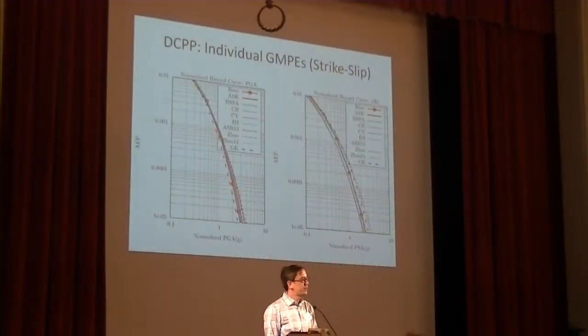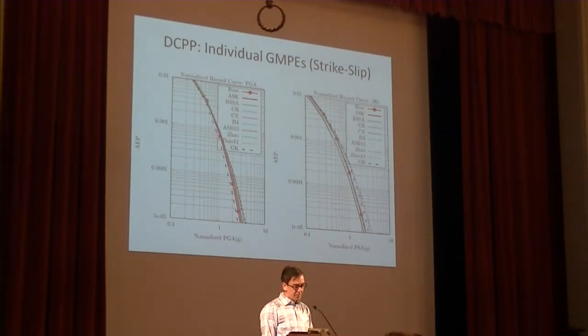This is for the individual GMPEs for strike slip. Again, what I'm showing are two spectral frequencies. So on the left-hand side, I've got PGA. On the right-hand side, I've got 1 hertz. And I'm plotting, again, normalized hazard curves. So the x-axis has been normalized in ground motion. So you don't need to look at the specific absolute value. It's more just looking at the normalized value.